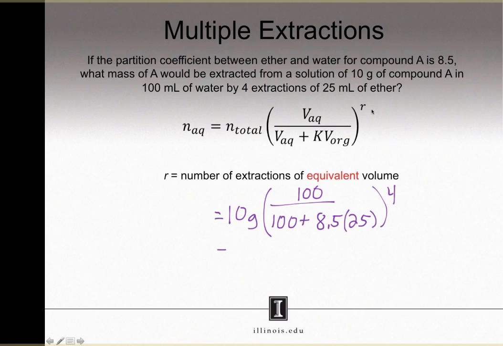To get a value of 0.105 grams. But we're not done. What is the question asking of us? What it wants to know is the mass of A that would be extracted. It wants to know the mass of A in the organic layer.